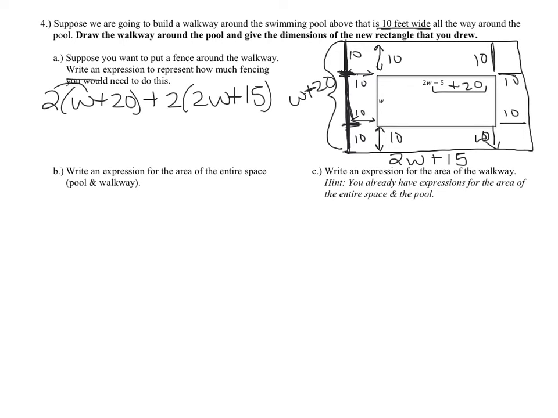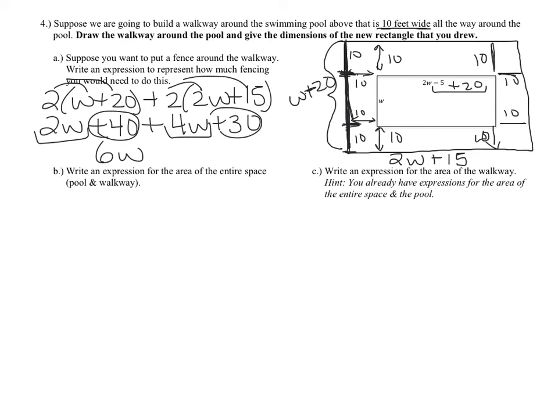And so now I'm going to distribute, and I'm going to get 2W plus 40, distribute the 2 to the next set, plus 4W plus 30. Combine your like terms. 2W and 4W is 6W, and 40 plus 30 is 70. And that's the expression for the perimeter of the fencing that we have to actually get. Save this answer, or keep in mind that that's where this goes. So I'm actually going to put a line under the fence around the walkway. That's important because we're going to come back to this question at some point.